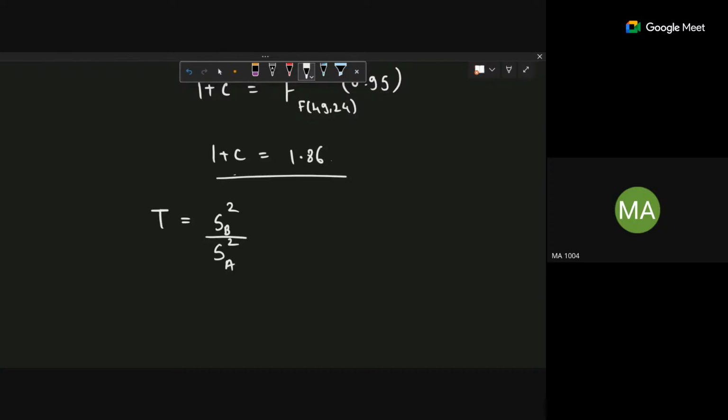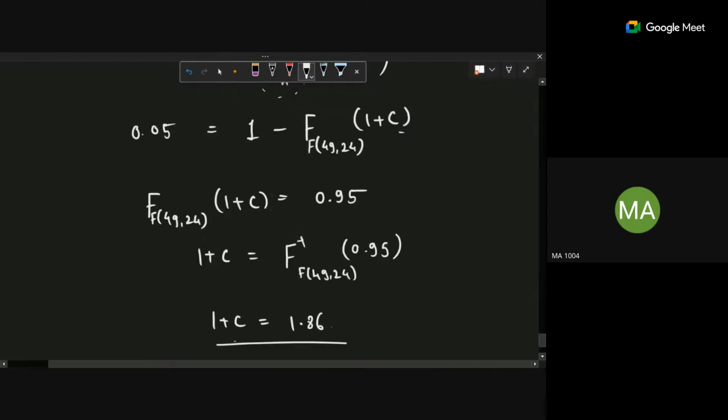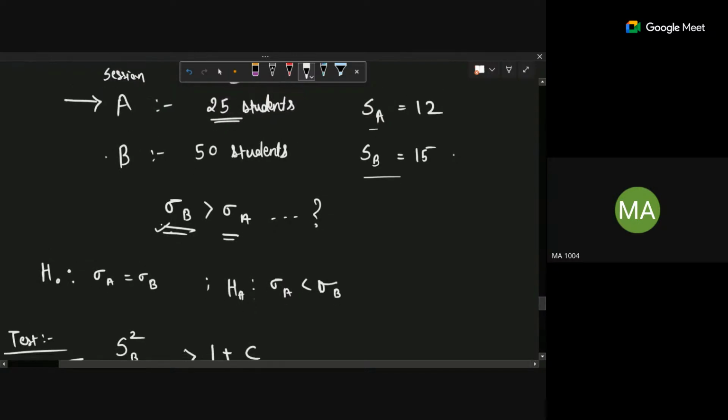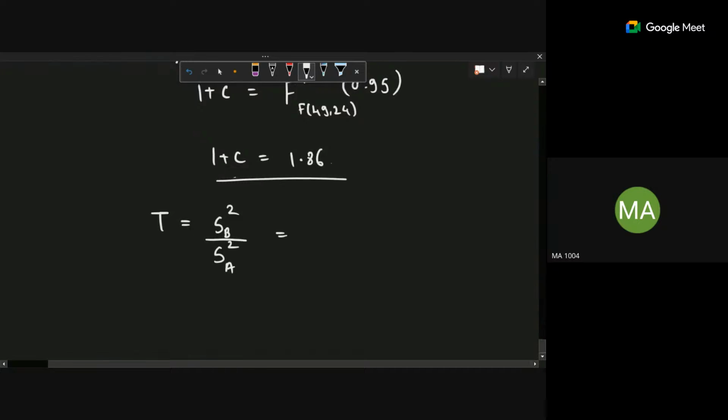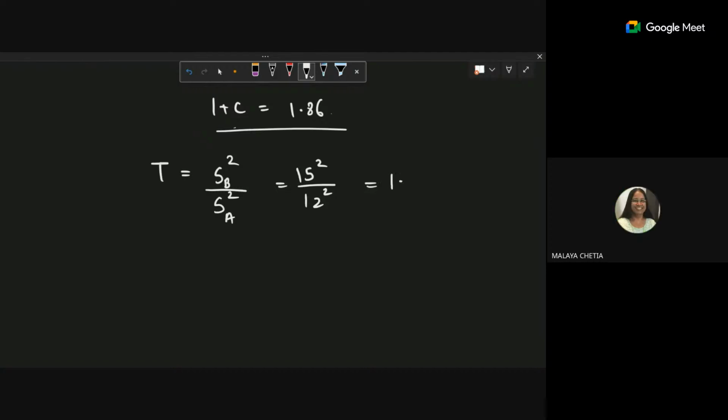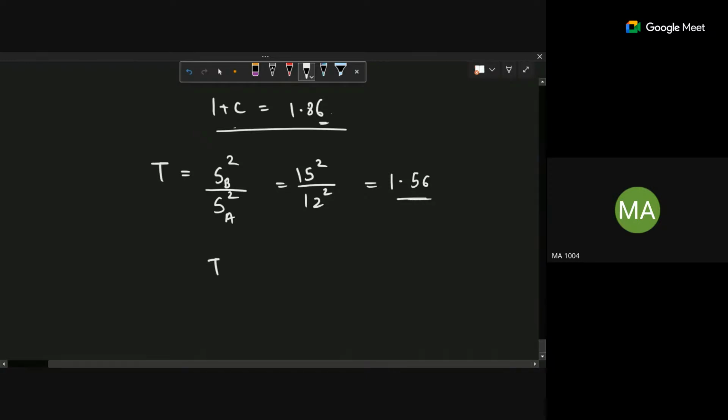Is there any information to calculate this? Yes, the standard deviations for A and B were given to us, so we'll just calculate 15 square upon 12 square. Once we calculate it, it is around 1.56. So 1.56 against 1.86. Our T is actually less than 1 plus C.